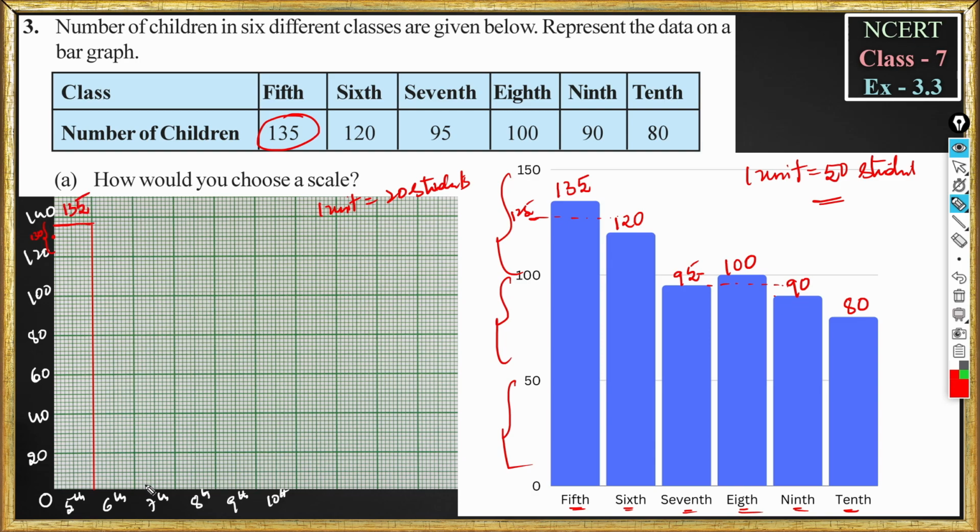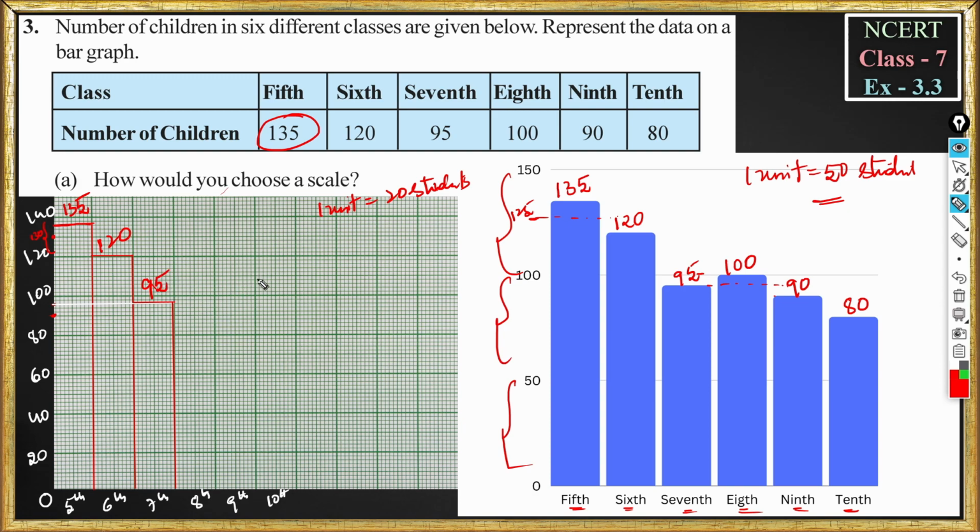Similarly, for class 6, we have 120. So 120 is exactly here. So class 6 we get 120. And for class 7 it is 95. 95 is more than the midpoint of 80 to 100, which is 90. So we'll take this point. So we draw from here. So this is 95.